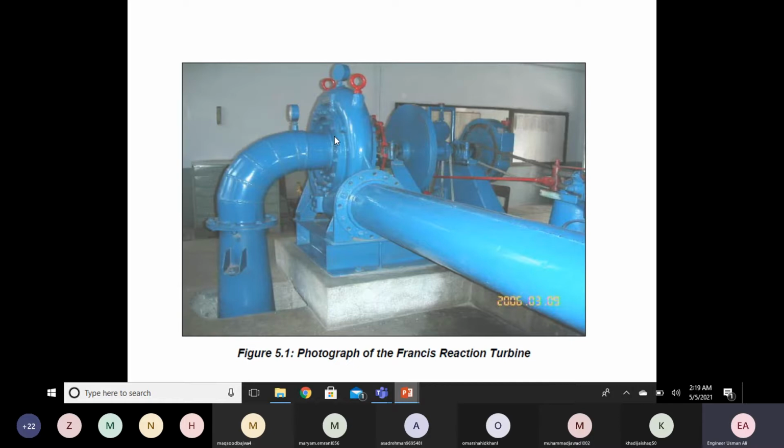This is the outlet of the casing at the center of runner, and you can see its diameter is gradually increasing towards the tail race level. So this is called the draft tube, which conveys water from the outlet of the casing to the tail race channel. So remember, this outlet of the casing means inlet of the draft tube.